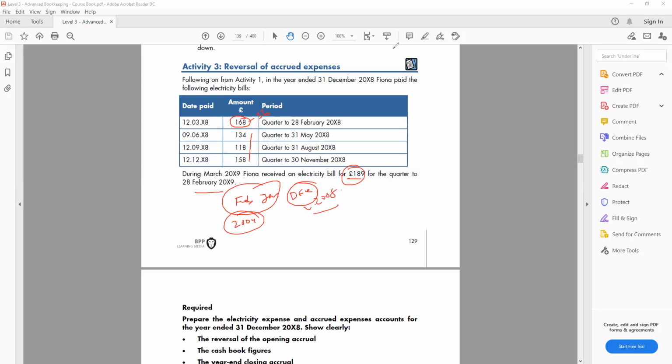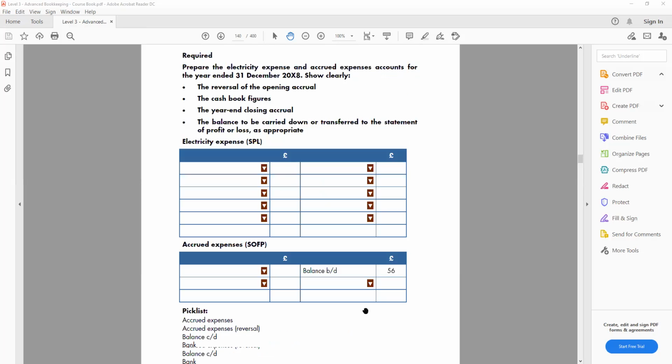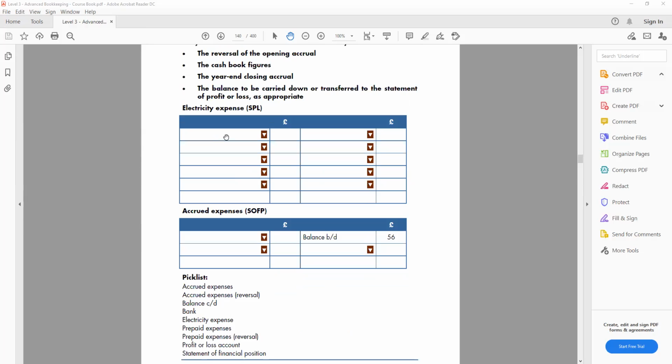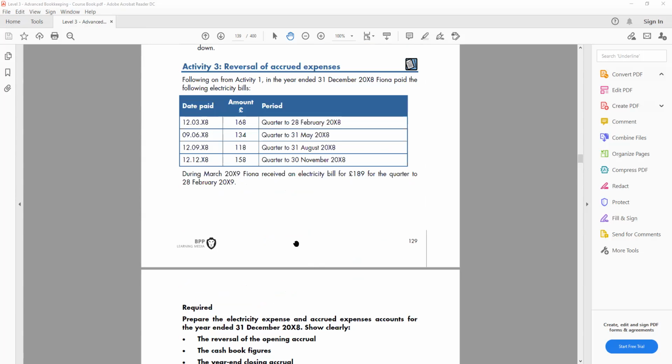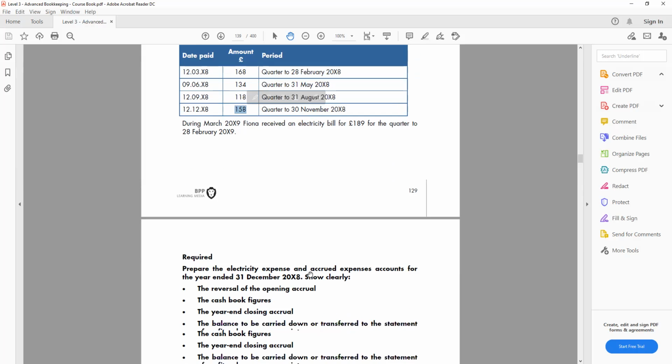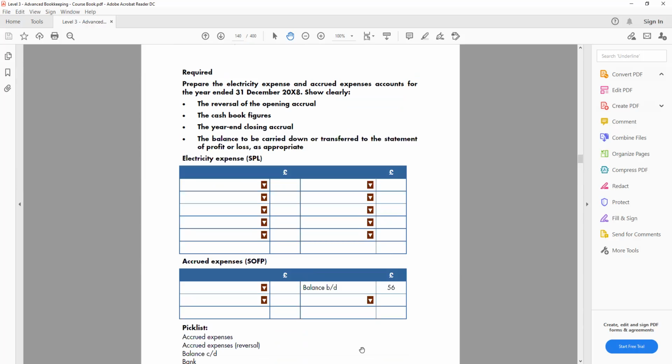Okay, let's have a look. What is the requirement here? The requirement here is to do the electricity expense and the accrued expense. This is quite straightforward. So for the electricity expense, how much you paid from the bank, we're going to record straight away all this money: 168, 134, 118, and 158. So let's write it down.